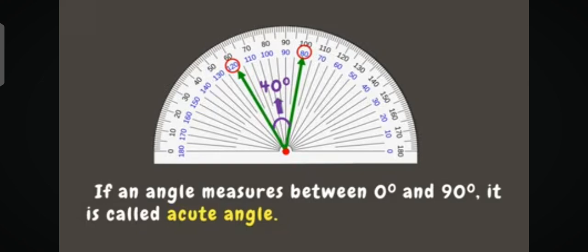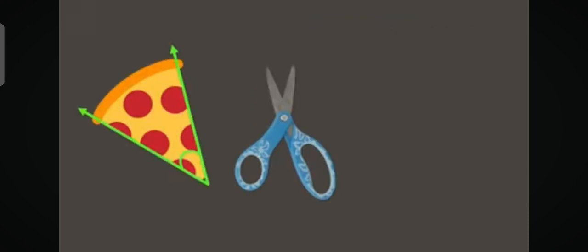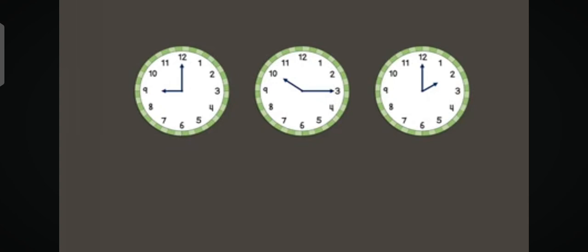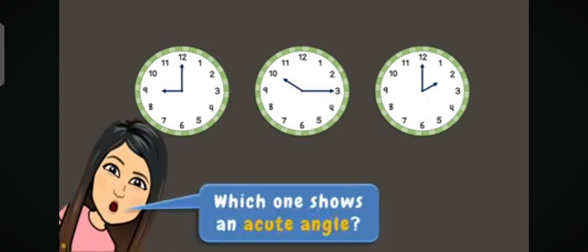Great job! Now here are some objects that show acute angles. Now looking back at your clocks, which one shows an acute angle? If your answer is the third clock, you are correct. 2 o'clock shows an acute angle. Now let's go to the next one.